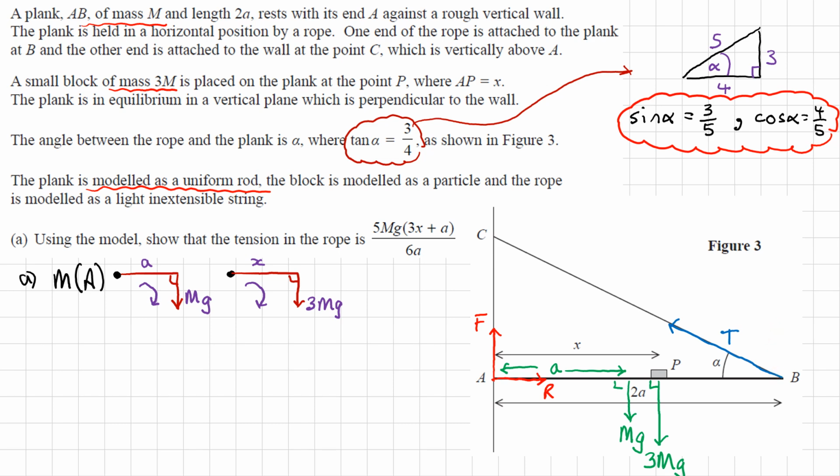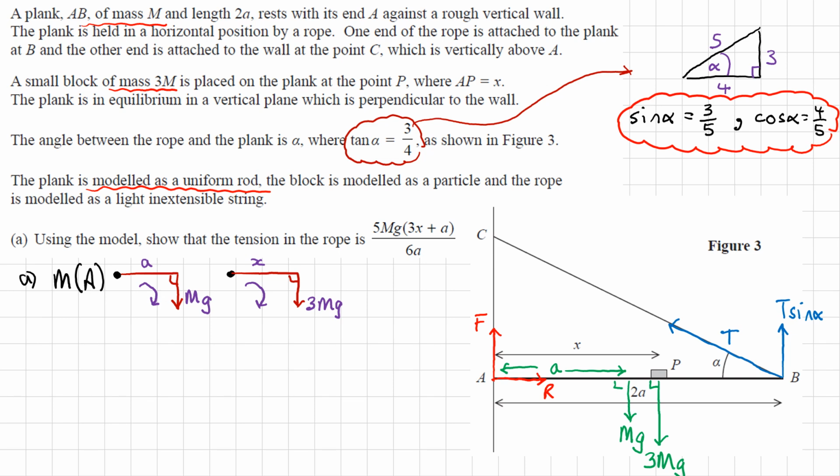Now, this component here will actually be the same as this one here. It's just in a different position, but it's the same size force, and I know that this will be T sine alpha. So we'll get rid of this bit here, and we'll just write over here T sine alpha, and there we have our right angle.